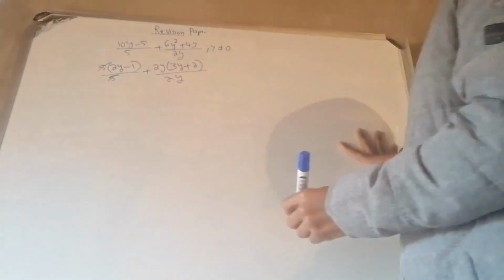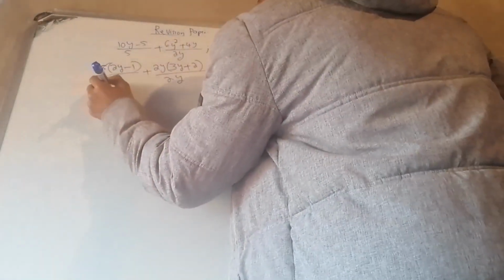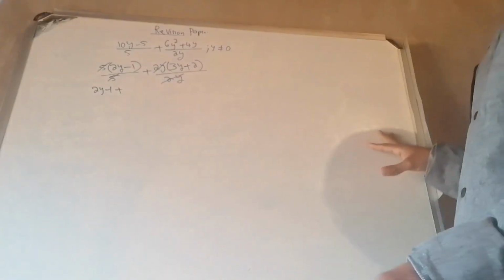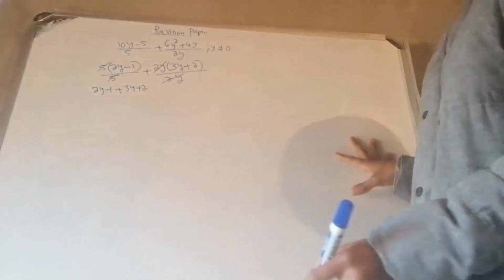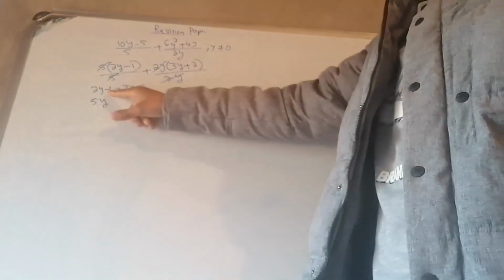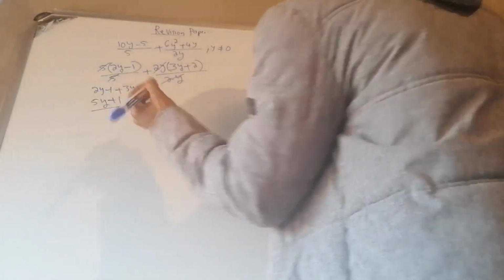The 5 on top and the 5 at the bottom, they go once into each other. Finally 2y minus 1 plus this into this goes once with each other. You are left with 3y plus 2. What is 2y plus 3y? That's 5y. What is minus 1 plus 2? It's plus 1. And then you are done because they said we should simplify.